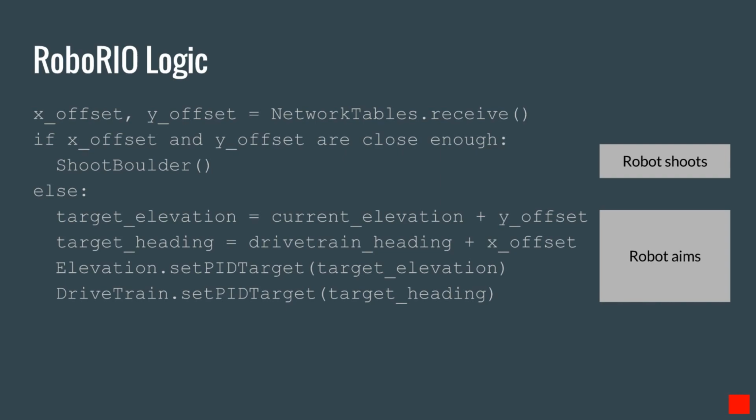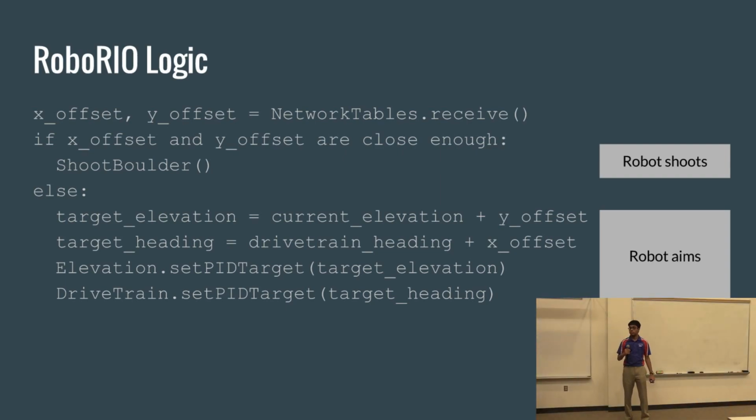The target elevation would be the current elevation plus the y offset that we got from the camera, and the target heading would be the current drivetrain heading plus the x offset that we got from the Pi. Then we would set those as our PID targets for our elevation and our drivetrain subsystems, which would move the shooter and the robot closer to the goal until we can actually shoot the boulder.